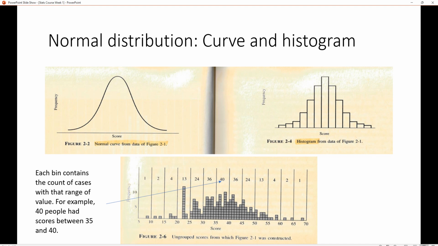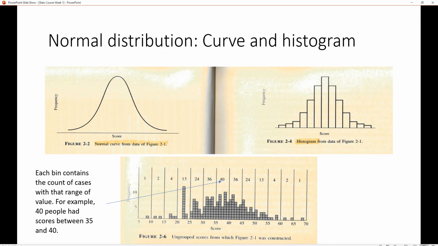So it's an important part of statistics, and we can see it on the top left as a normal curve, and another way we might describe that is a density plot or density curve. On the top right, we have what's called a histogram. This is similar to a bar chart, but you'll notice that the bars or the bins touch. And on the bottom, it's an example of how we form a histogram.